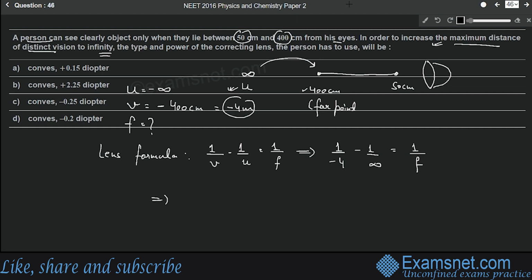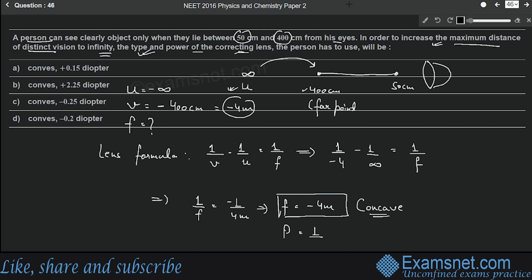So from here we can say that 1 by f will be equal to minus 1 by 4 meter. So f will be equal to minus 4 meter. Now the minus sign in focal length means the type of lens is a concave lens. Now we have to find out the power of the lens as well. The type is concave lens and the power of the correcting lens will be power equal to 1 by focal length. That means 1 by minus 4, and the unit will be diopter for power. So it will be minus 0.25 diopter.